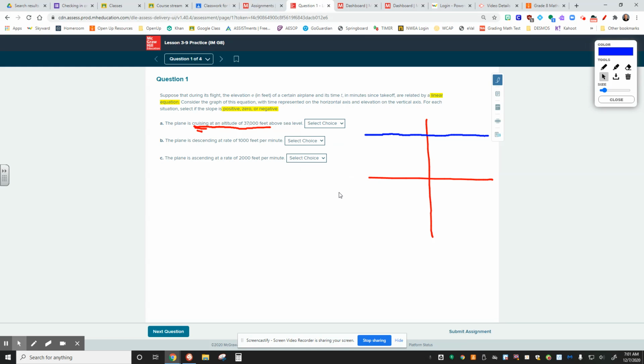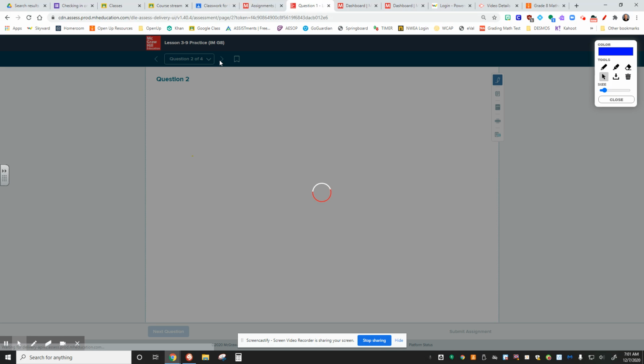Okay, let's talk about the next one. A plane is descending at a rate. Let's mark some keywords here. This plane is descending at a rate of 1,000 feet per minute. Think about descending. Does that have to do with a positive, negative, or 0 slope? And then finally, letter C, ascending with this slope right here. So decide: what does ascending mean, and what does descending mean? If you're not sure, go ahead and Google it. Next question.